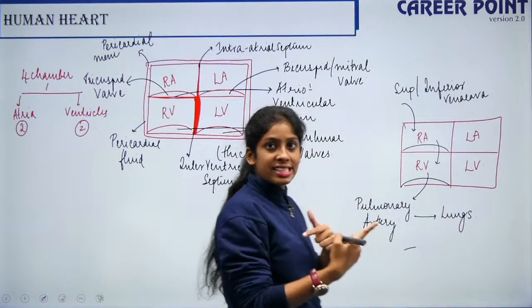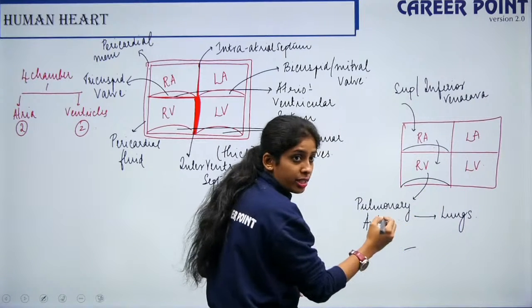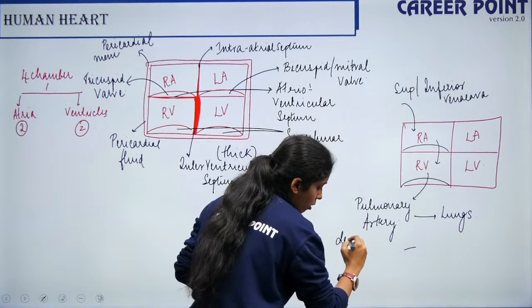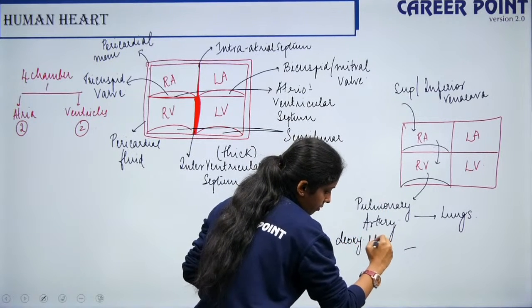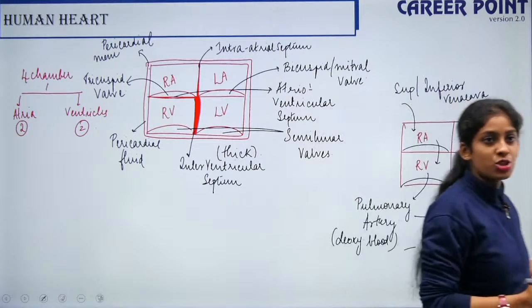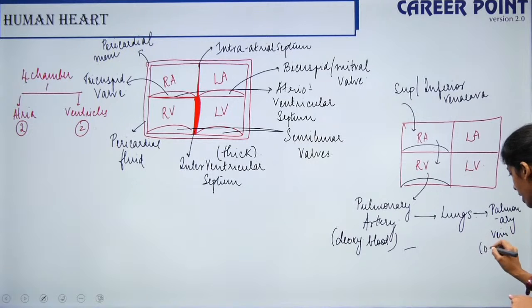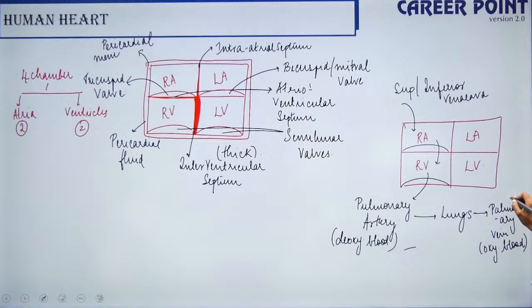In the lungs, it will mix with the oxygen and it becomes oxygenated. So it is all deoxygenated blood before this, carrying deoxygenated blood. Now it moves inside the lungs to get oxygenated. Now through the pulmonary vein, the pulmonary vein is carrying oxygenated blood. Now this pulmonary vein moves inside the left atria.